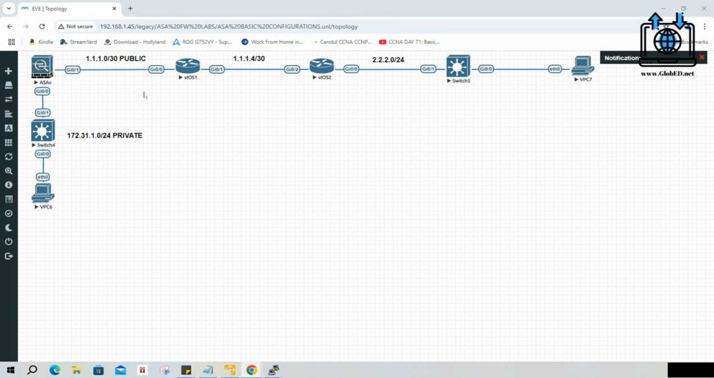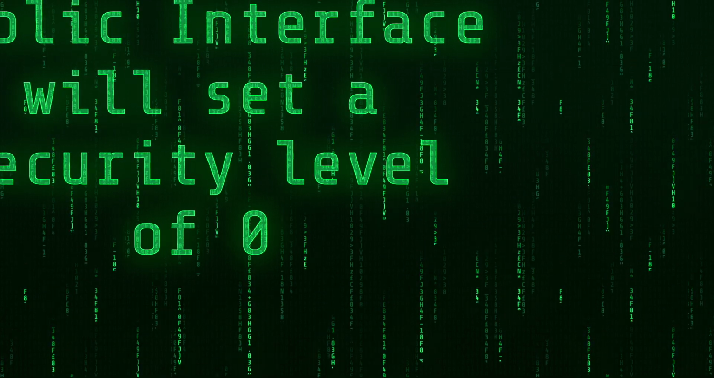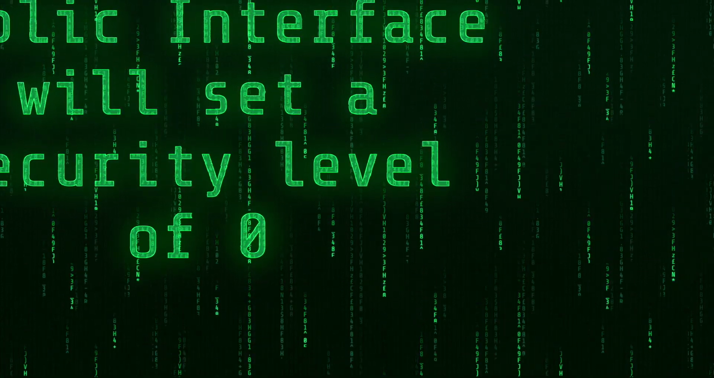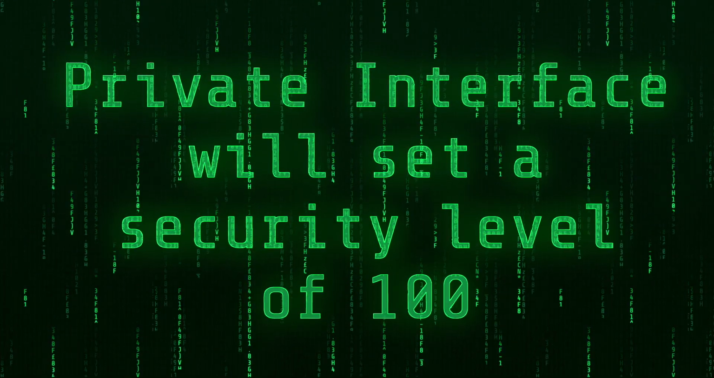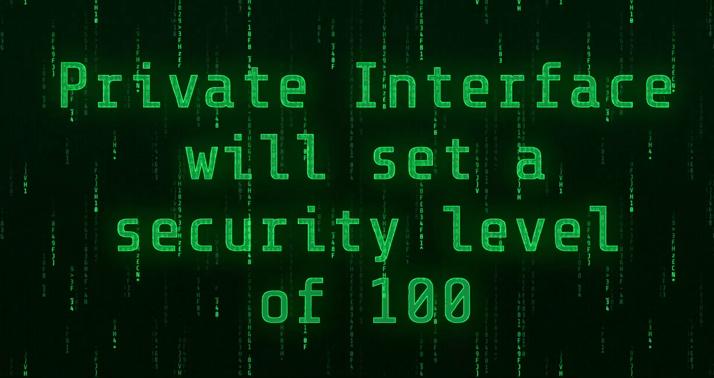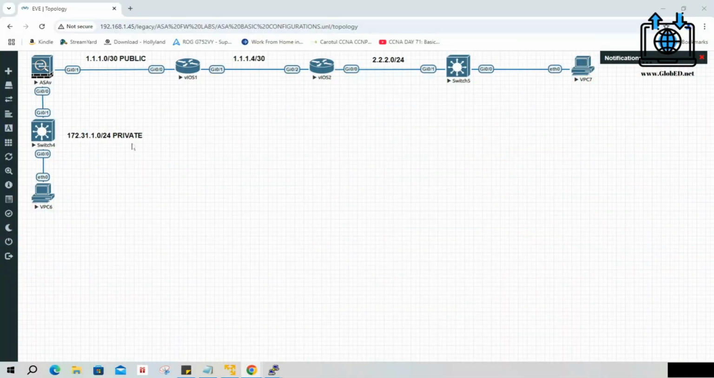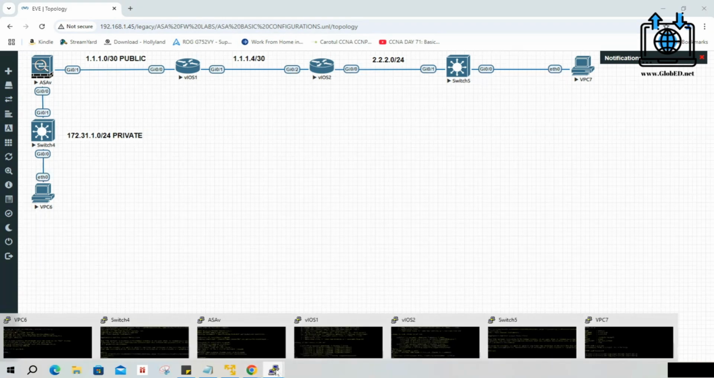So a public interface will be set to a security level of 0. That's no trust. I do not trust you whatsoever. In the private, we set it to 100. It's like, yeah, I trust you 100%. And you'll see as we go through the configurations, and I'll talk you through it, you'll see what's going on. So let's go ahead and get in there.